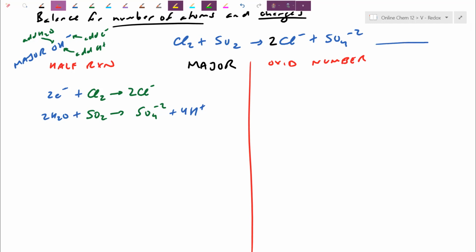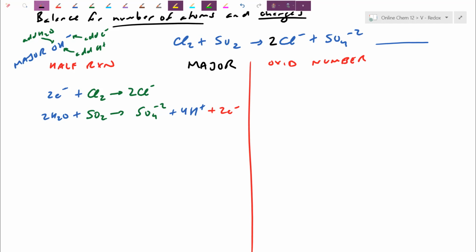And then I want to balance for total charge. The total charge on the left here, both of these are neutral, 0. The total charge here, I have a negative 2. Every H is a positive, but I have 4 of them. Total charge here is actually a positive 2. I'm going to want to add 2 electrons so that 0 matches up with 0. They don't actually have to cancel out, but they have to be the same on both sides.